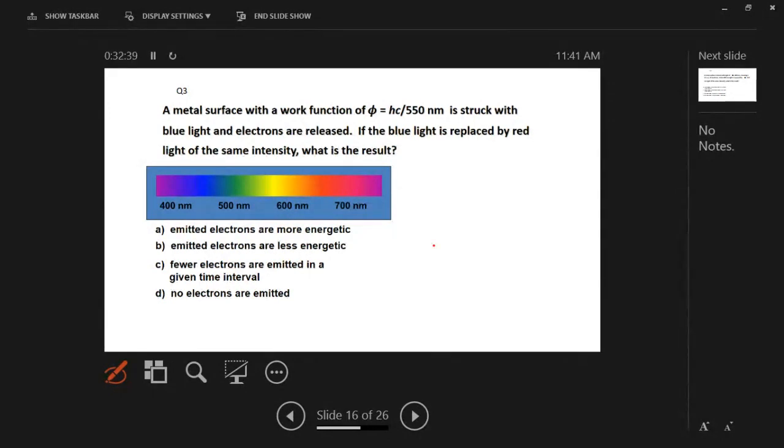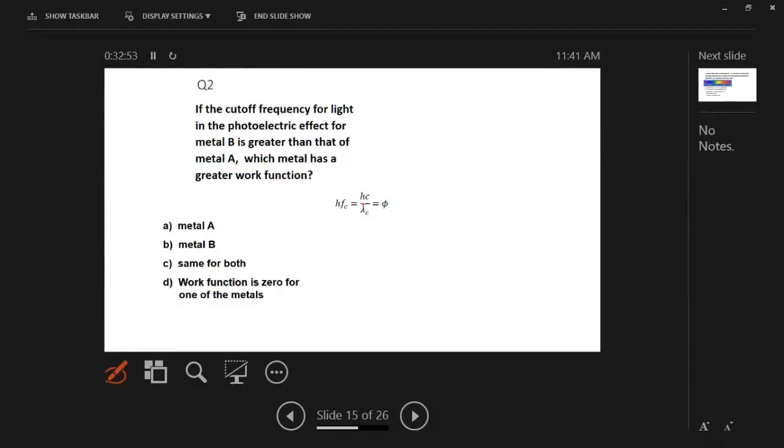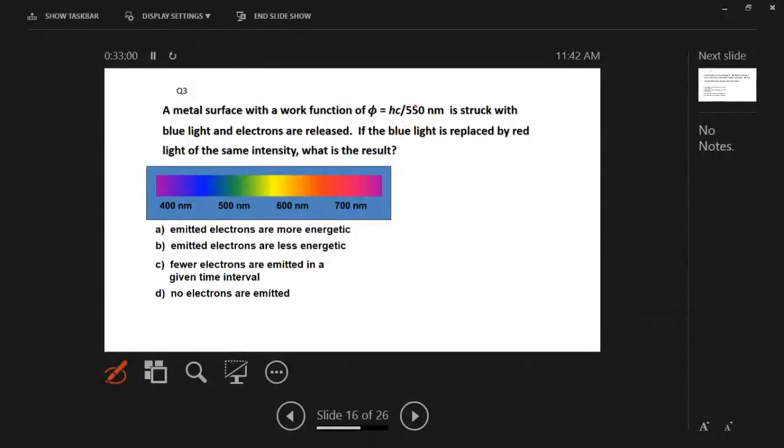Okay, let me go to the next question, but here if I want to answer this question, based on the formula that I gave you in the previous slide, if I go back here, the work function is hc over lambda cutoff. So basically you can say the cutoff wavelength is 550 nanometers, maybe something around here, right? So that is the cutoff wavelength. Now note that wavelength and energy of the photon are inversely proportional. So if you move in this direction, the energy of the photons will increase, while if you move in this direction, the energy of the photons will decrease.